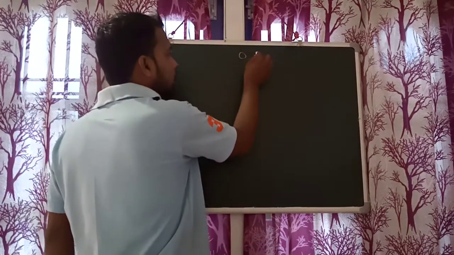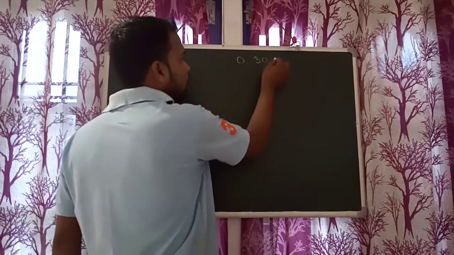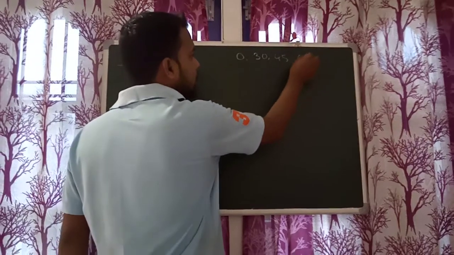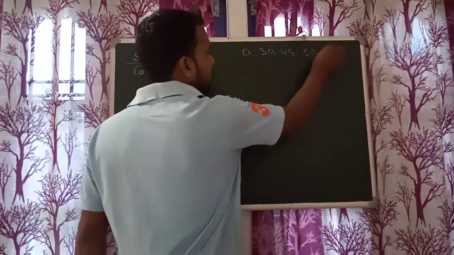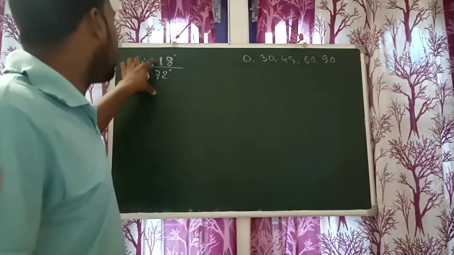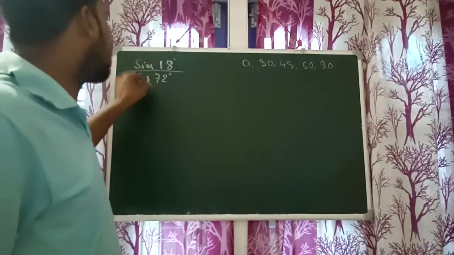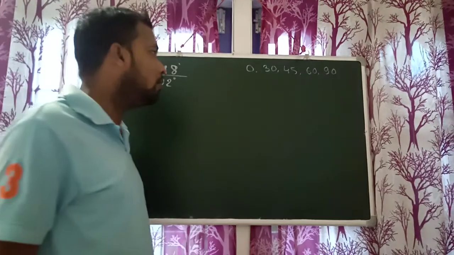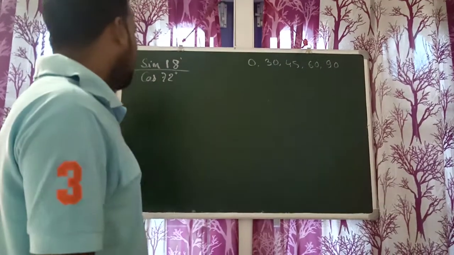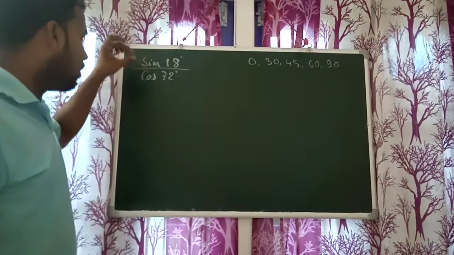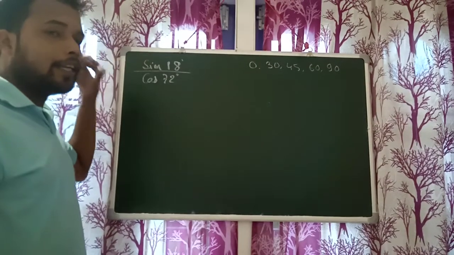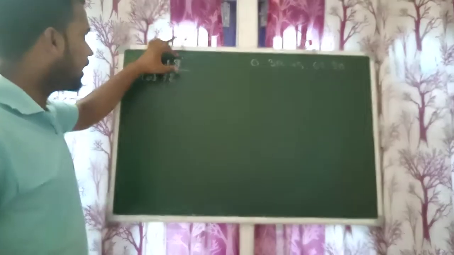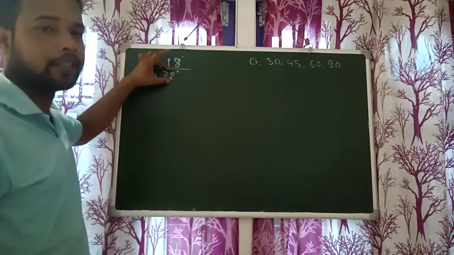Now see, we know only the values of 0 degree, 30 degree, 45 degree, 60 degree and 90 degree. We know these values, but we did not know this value. Sin 18 or cos 18, we do not know that value. Then how to do it? See, first you have to see, you add any two degrees. Here see, 18 plus 72 is equal to 90.